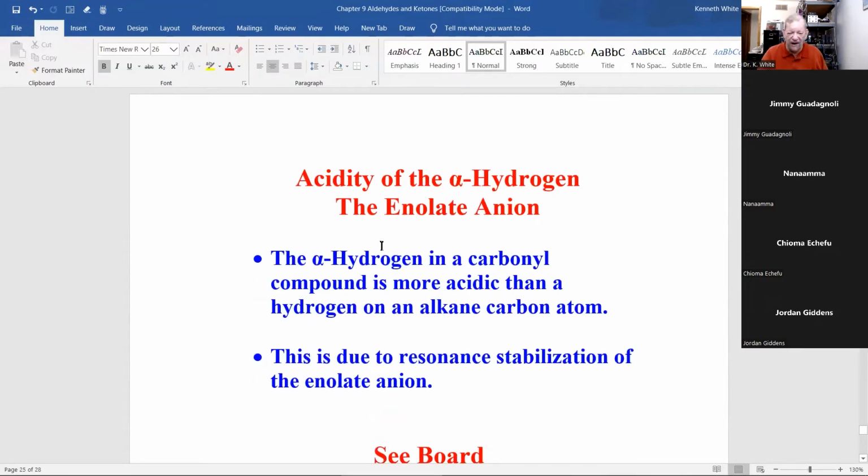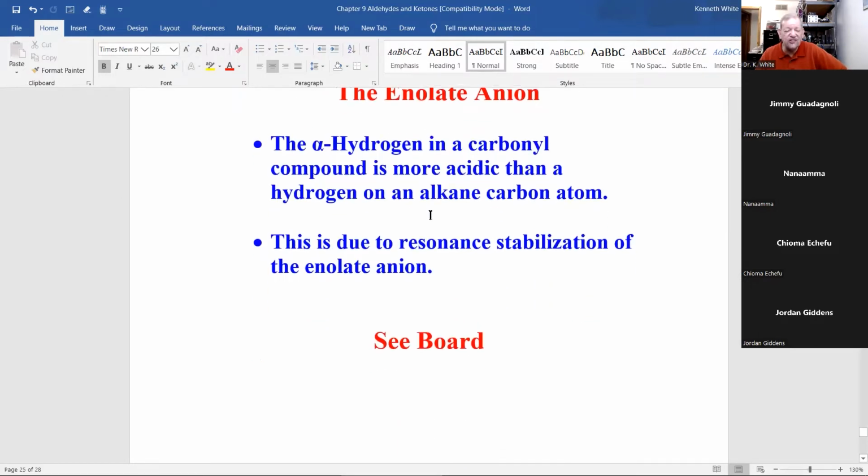And that's what we mean by the acidity of the alpha hydrogens to form the enolate anion. Again, click, the switch is off. I won't ask like this on a test, but I'll help you understand a little of the reaction I am doing. So the alpha hydrogen in a carbonyl compound is more acidic than the hydrogen on an alkane carbon, much more. And this is due to resonance stability of the enolate anion.